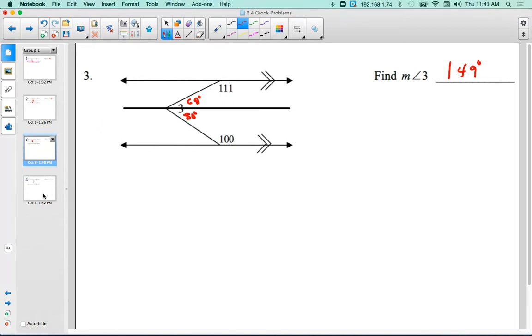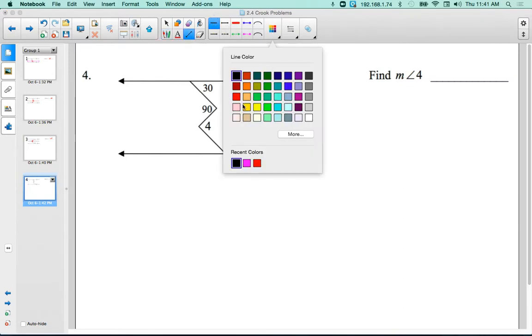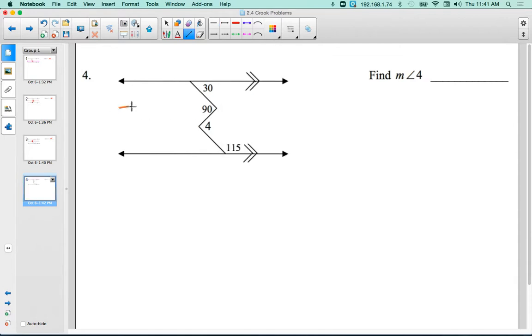All right, last one. This one is the most difficult one. Here we've got a couple different turns within our diagram. Now the nice thing is they do give us some angle measures here. So that does help us out a bit. But what we're going to have to do is work our way up and down to get to this angle 4. What I'm going to do is draw a parallel line at each of these turns. Let's make this orange. So there's one parallel line.